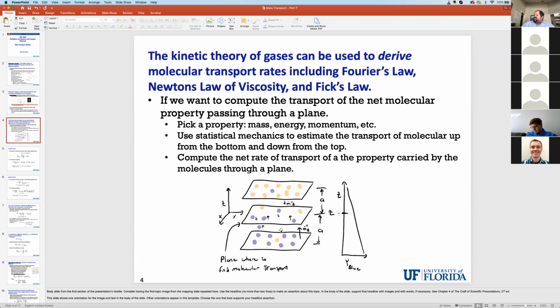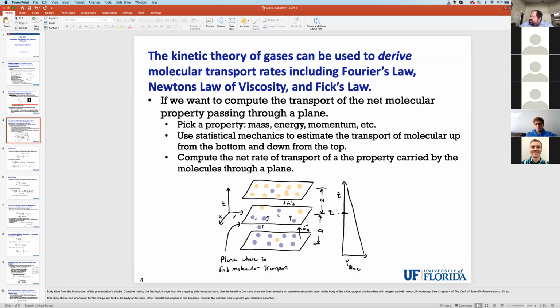Okay, and so basically we pick a quantity, and we play a big counting game and count the amount of that quantity, say the energy of a molecule, moving up through the bottom and also down through the top. And so that's the basic idea of how this works.